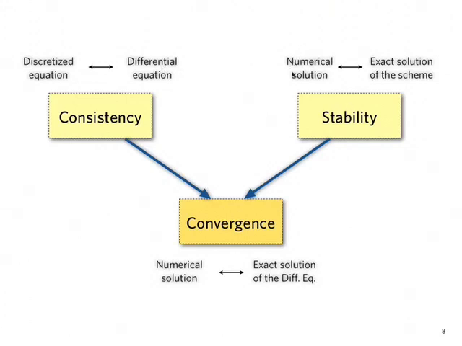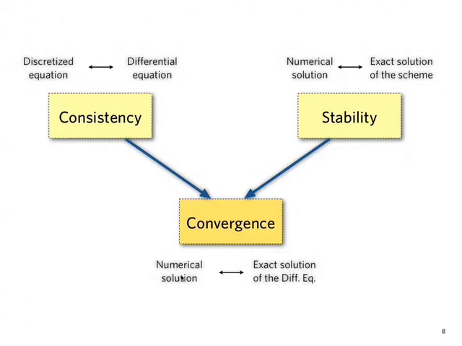Stability is a relationship between the numerical solution and the exact solution of the numerical scheme. And we're asking for the errors between these two to remain bounded as the iteration process continues. And the equivalence theorem of Lax tells us that if we have a consistent numerical scheme that satisfies stability, then automatically convergence is guaranteed, where convergence now relates the numerical solution with the exact solution of the differential equation.